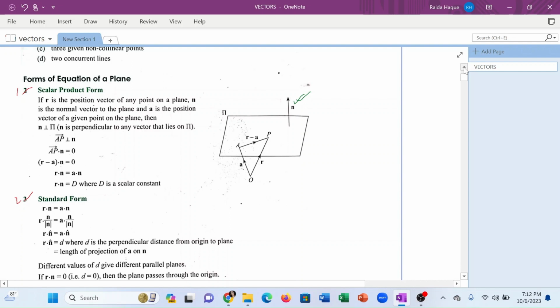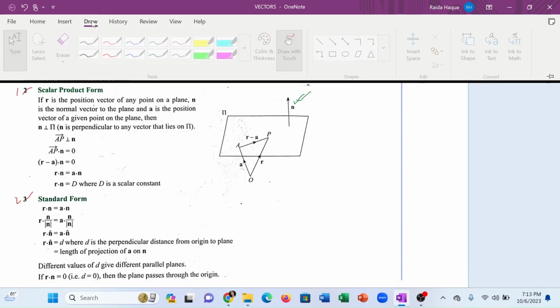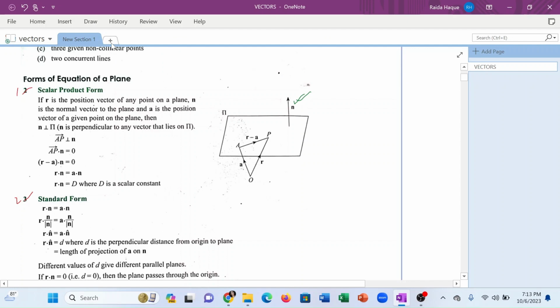Now, if AP is perpendicular to the normal, AP dot N, so we're doing the dot product over here, equals 0. Now that is something that you have learned from P3. And what is the scalar product? I'll show you what the scalar product is in just a bit.